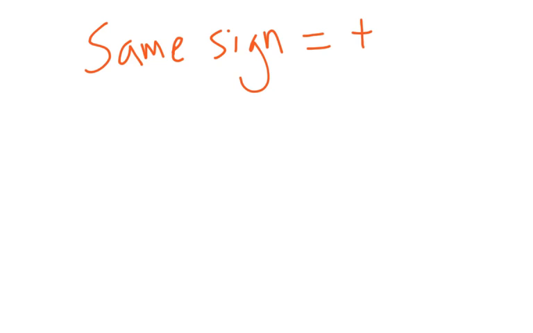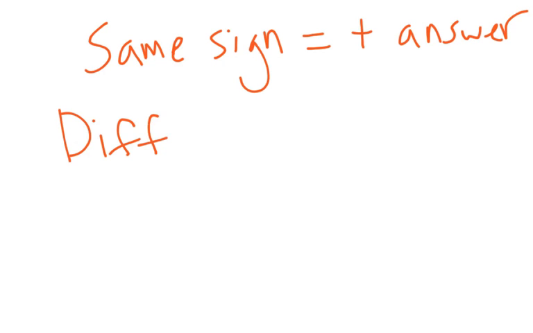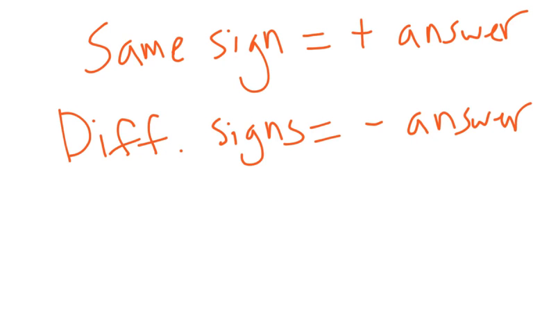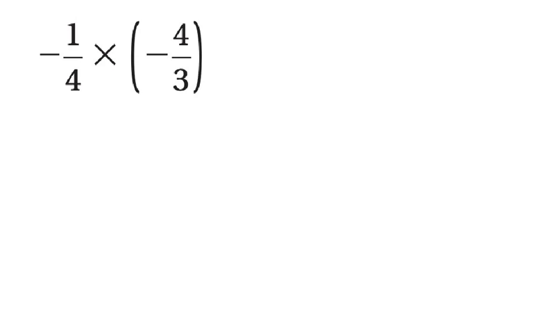The other, easier, simpler way to think about this is if you have the same sign, you are going to have a positive answer. So that means either both positive or both negative, you're going to get a positive answer. If you have different signs, your answer is going to be negative. So that's going to be important for what we're doing. Okay? All right. So let's take a look at this problem.